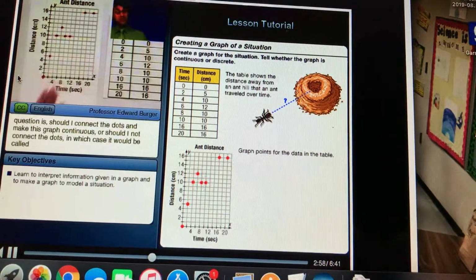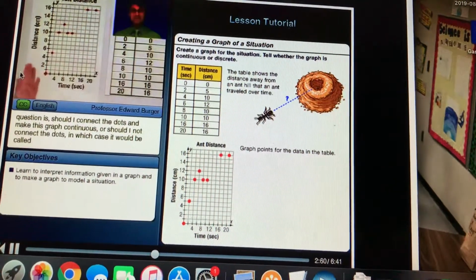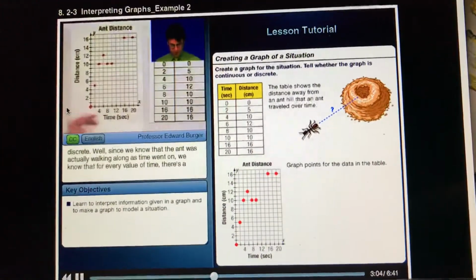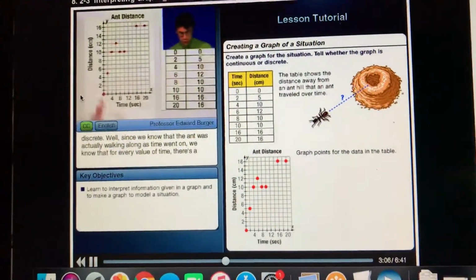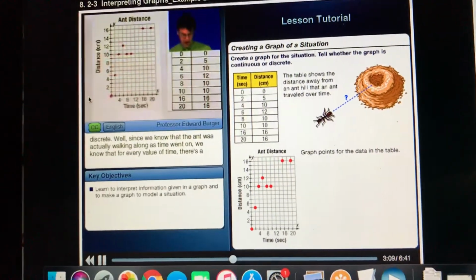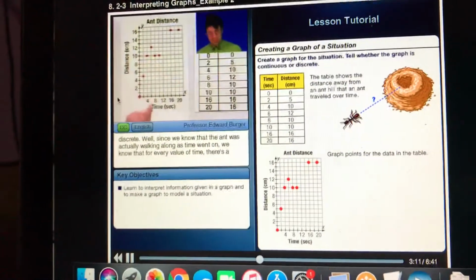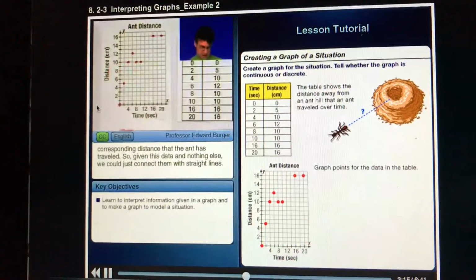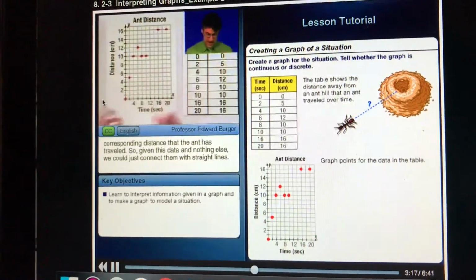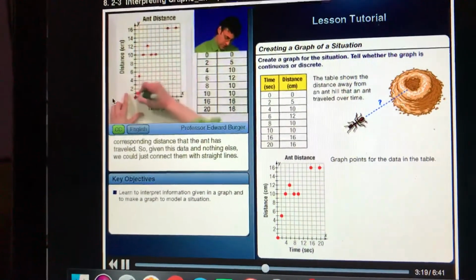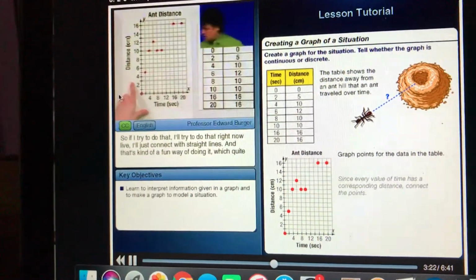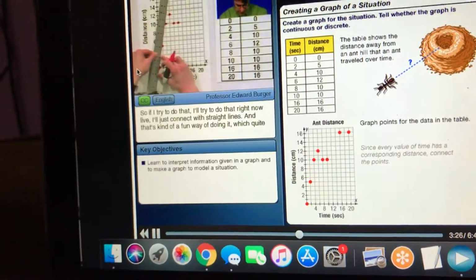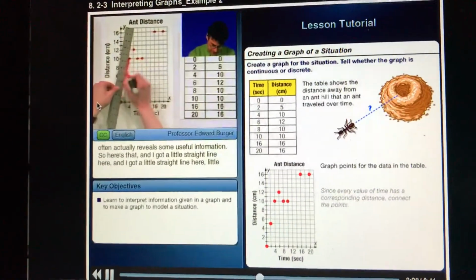Now, the question is, should I connect the dots, make this graph continuous, or should I not connect the dots, in which case it would be called discrete? Well, since we know that the ant was actually walking along as time went on, we know that for every value of time, there's a corresponding distance that the ant has traveled. And so just given this data and nothing else, we could connect them with straight lines. And that's a fun way of doing it, which quite often reveals some useful information.